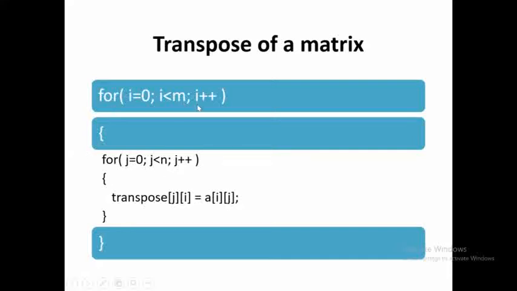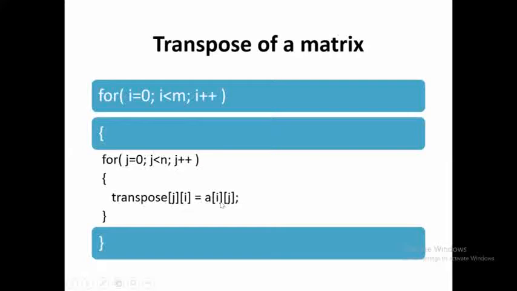Now the I value is incremented by 1. 1 less than 2, condition is true. Now you are checking the condition with respect to the second for loop. J is equal to 0, again it is starting from 0, 0 less than 2, condition is true. Now j value is 0 and I value is what? 1. Transpose of 0 1 is assigned by A of 1 0.